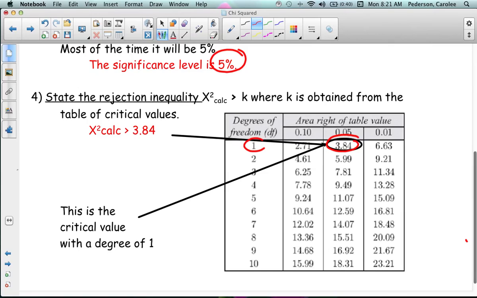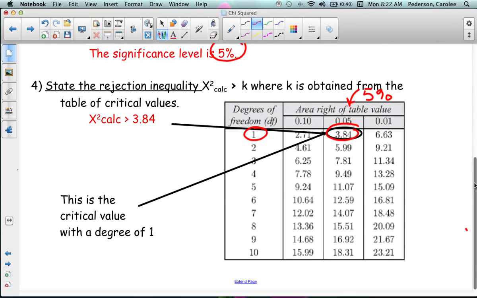We have a degree of freedom of 1. This is 5%. So the number we're going to work with is 3.84. We want to see, does our chi-squared value, is it greater than or less than 3.84? So there's step 4 out of 7.